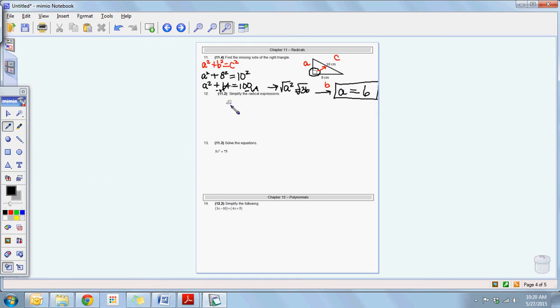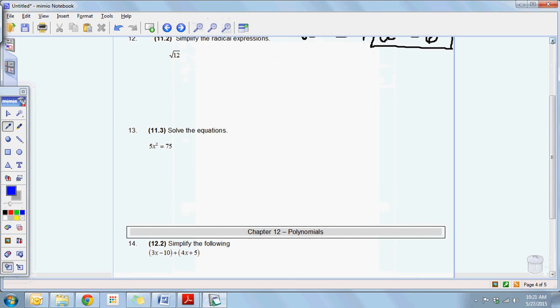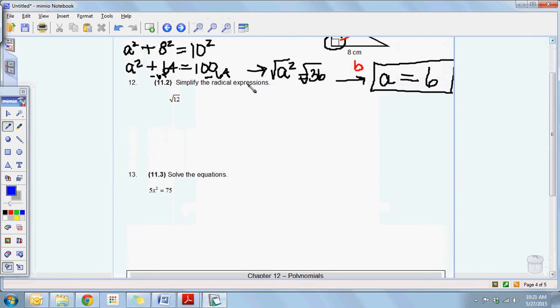Next one is going to be simplifying a radical. So it's important to know your perfect squares, which are listed on your cheat sheet. But 12 is not a perfect square. So the process is you're going to find the biggest perfect square you can divide 12 by. In this case, I'm going to zoom in here. The biggest perfect square is 4. So the square root of 4 times the square root of 3 would give us 12.